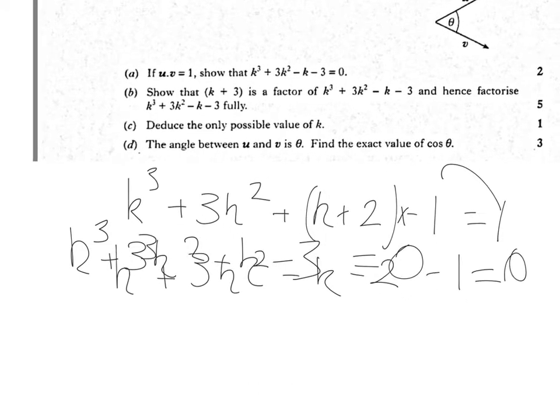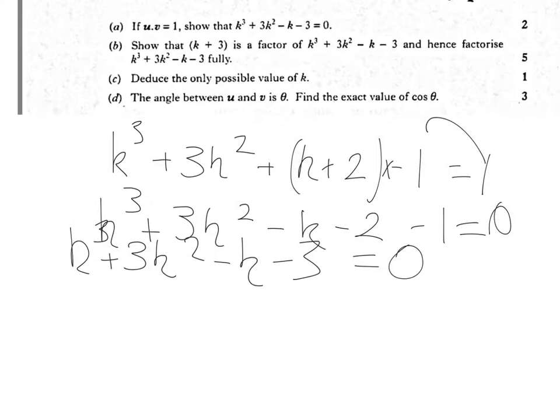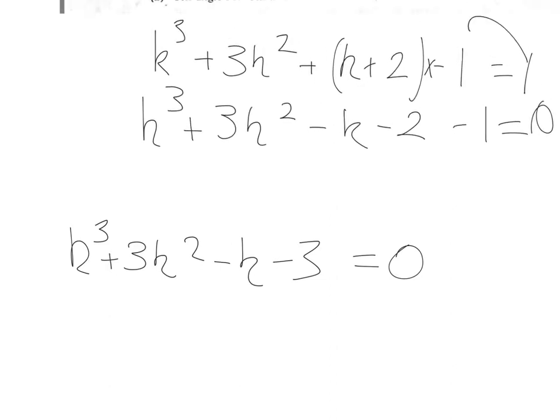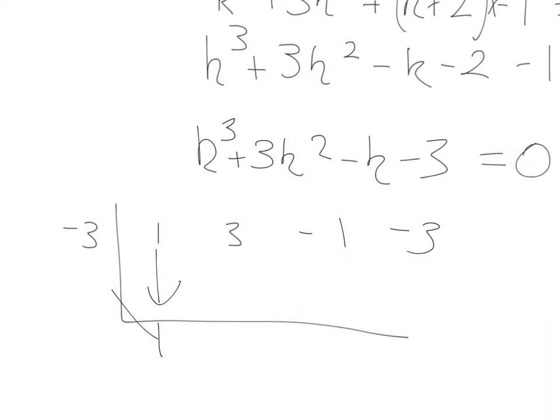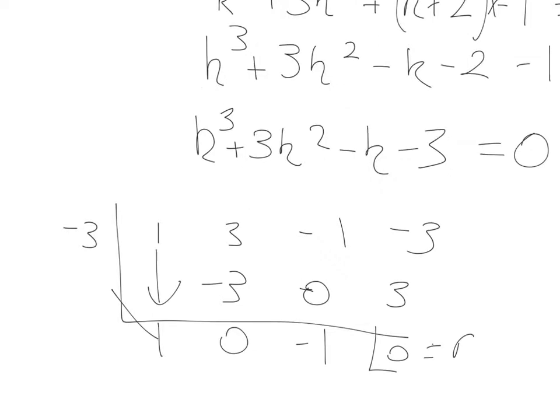And that's part A. Part B is about polynomials. It says show that k + 3 is a factor and hence factorise fully. So if k + 3 is a factor, -3 goes up at the side. The coefficients are 1, 3, -1 and -3. Drop the 1 down. 1 times -3 is -3. 3 minus 3 is nothing. Times that by -3 is still nothing. 0 minus 1 is -1. Times that by -3 and that's 3. So the remainder equals 0.